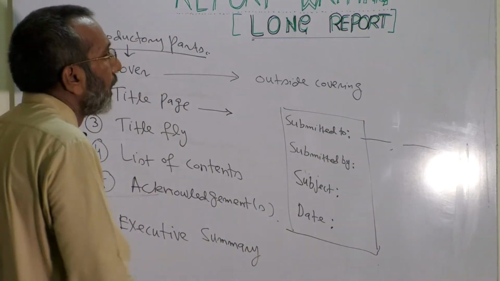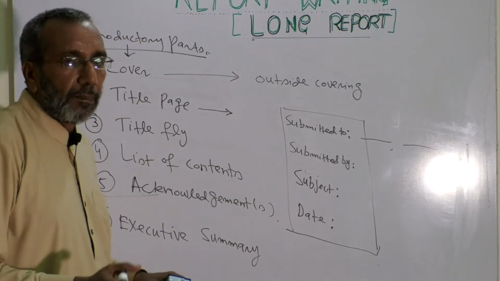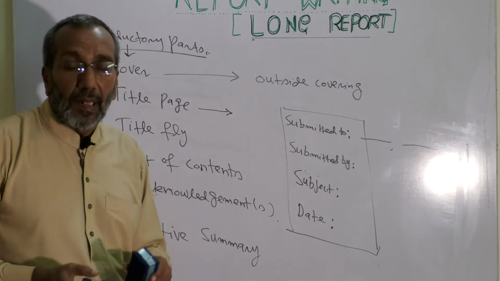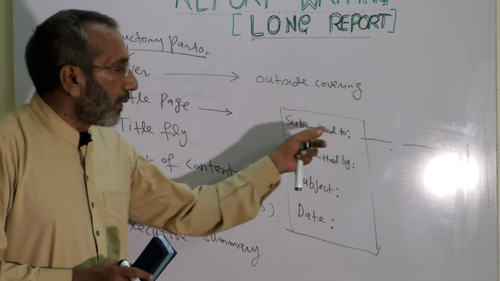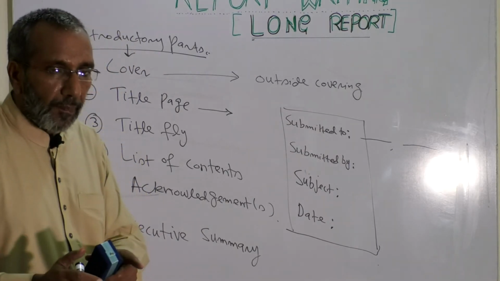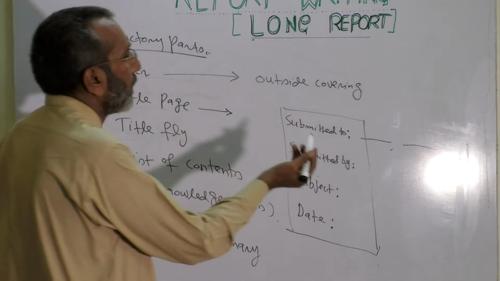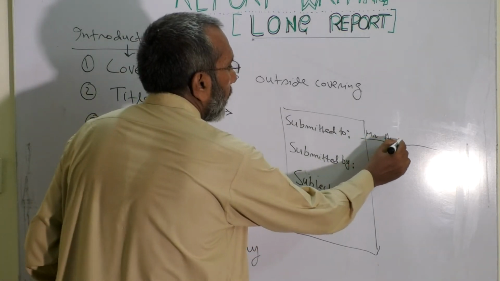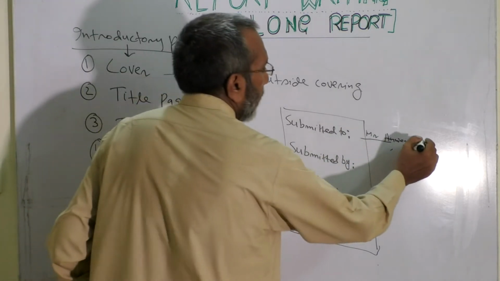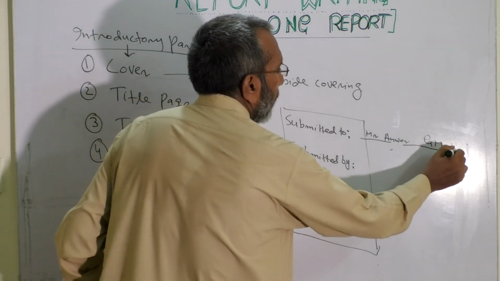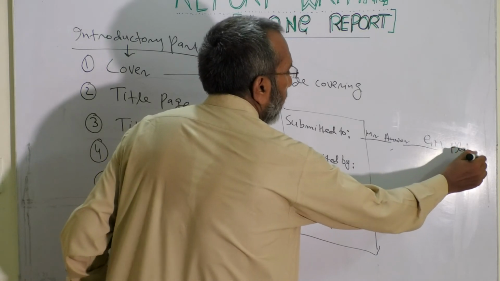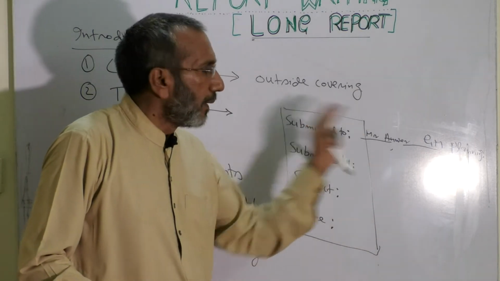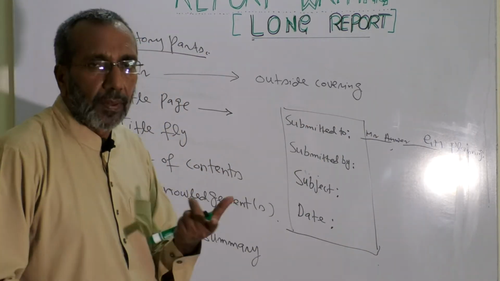Submitted to means the person to whom that report is being submitted. Suppose your GM has asked you to write that report. So in submitted to you will write what? Name of that person and designation of that person. So submitted to, suppose you say Mr. Anwar, okay, the first thing, and then designation of that person, GM planning. Whatever, right? It can be Mr. Johnson, MD Procurement, MD Research, whatever.